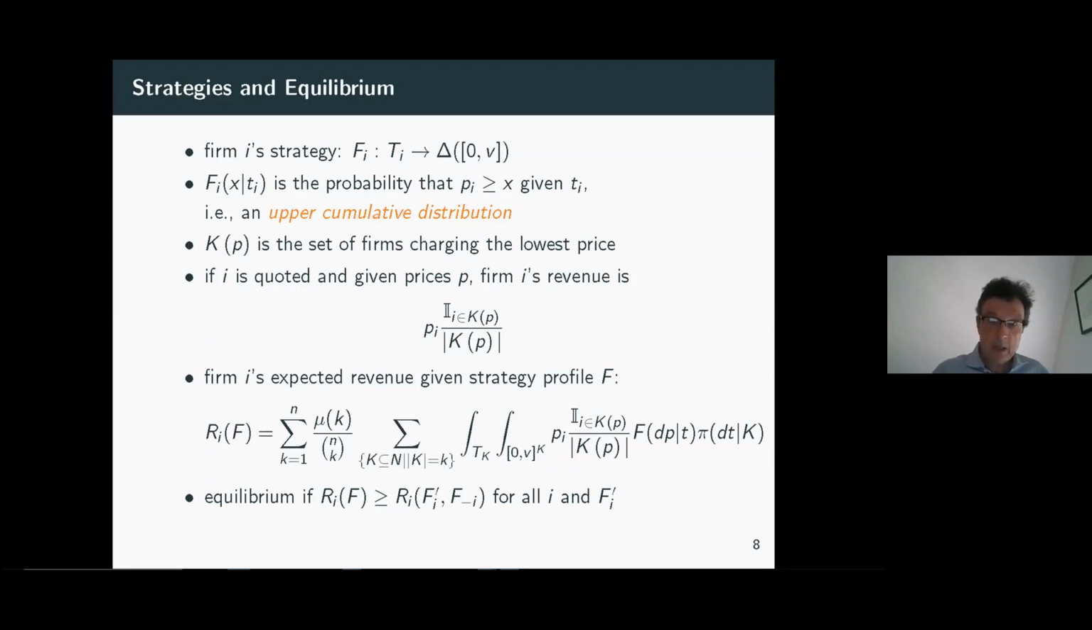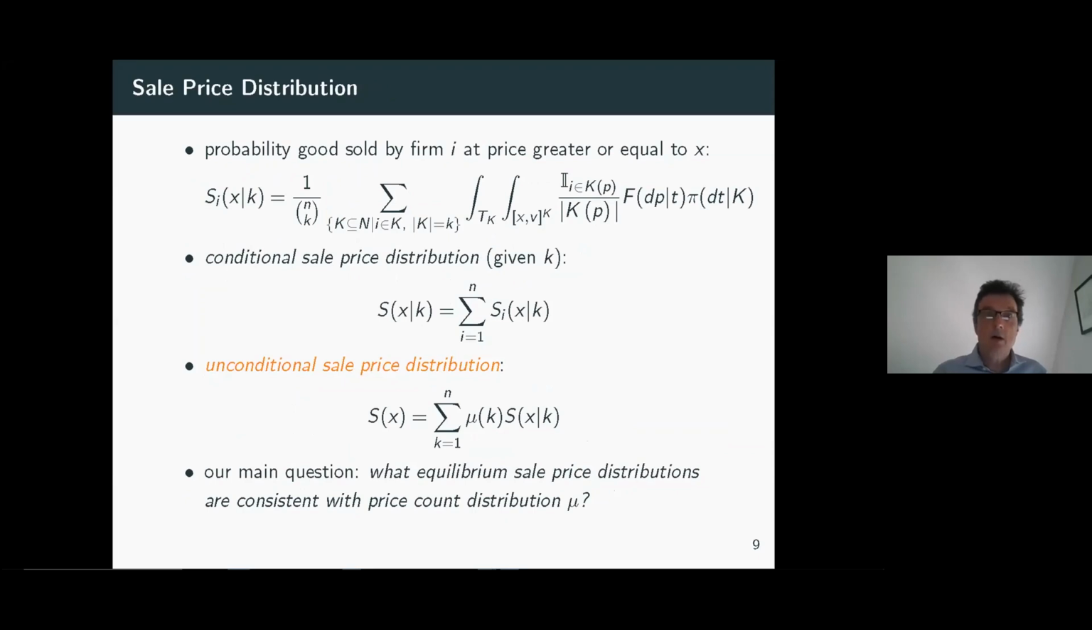The object that we're going to try to keep track of is the sale price distribution. That's simply the distribution at which either an individual firm i is making a sale, given that there are K firms that have been quoted. Or it is the unconditional distribution that is lower on the slide, that's simply averaging over all firms and over all possible numbers of quotes, the ex-ante distribution at which a sale happens. And the main question of the paper is going to be what equilibrium sale price distributions are consistent with a given distribution of the price count mu.